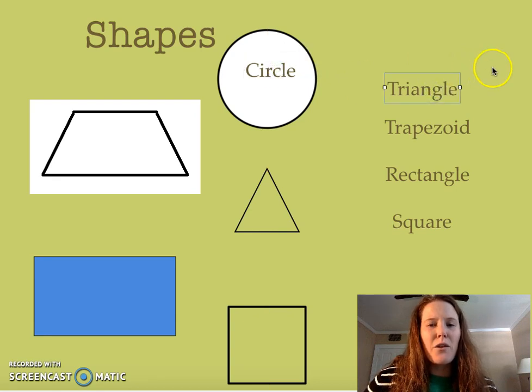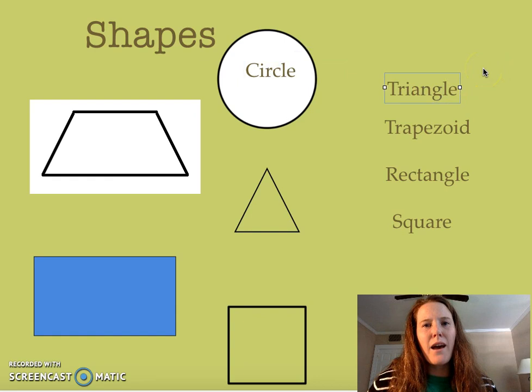Next is our triangle. Show me with your fingers how many sides a triangle has. That's right. It has 3 sides. Do you see a shape that has 3 sides? Good job. Let's match them up.